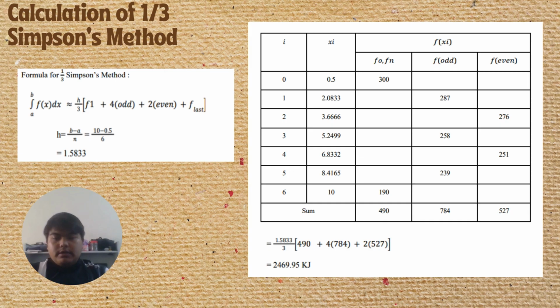So this is the calculation for the 1/3 Simpson method. The formula for the 1/3 Simpson method uses odd and even terms. So this is a different method from the trapezoidal. You can see 10 minus 0.5 over 6 and you got 1.5833. So 1.5833 divided by 3 times the sum of 490 plus 4 times 784 plus 2 times 500, minus 27. This is in the formula. So you get 2469.95 kJ.